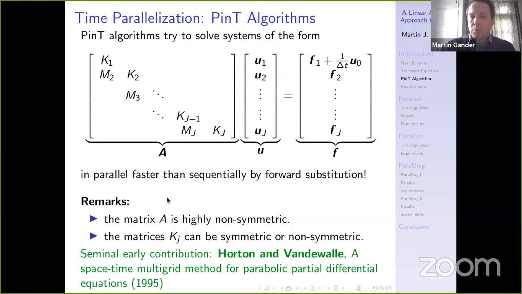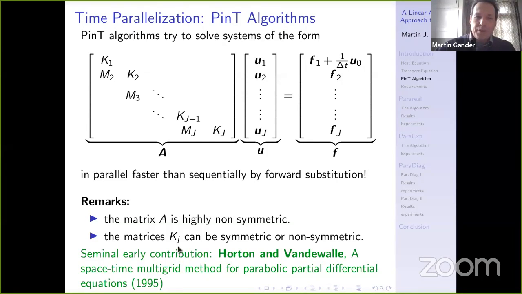Now there are two important remarks. The first one is the matrix A is highly non-symmetric. So this is not a standard diffusion type matrix. This is because of the time direction. It's highly non-symmetric. And the matrices that appear inside the K matrices can be symmetric or non-symmetric. And I have an example of a symmetric one and an example of a non-symmetric one.